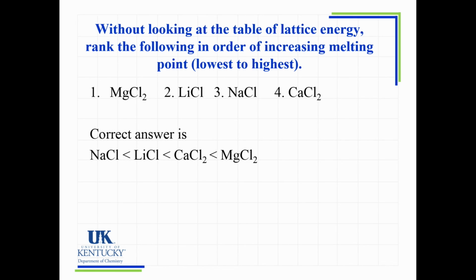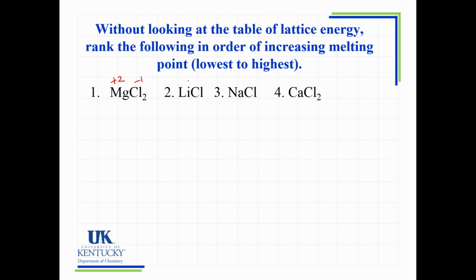Well, you now know what the correct answer is, but maybe you struggled with getting to this point. Let me tell you how I would have thought through the process. The first thing I would have done is go through and write the charges of everything, because the charge plays the biggest role with lattice energy and thus the melting point. Magnesium has a +2 charge, chloride a -1. Lithium has a +1 charge, chlorine a -1, sodium a +1, chlorine a -1, calcium +2, chlorine -1. So we've got our charges there.